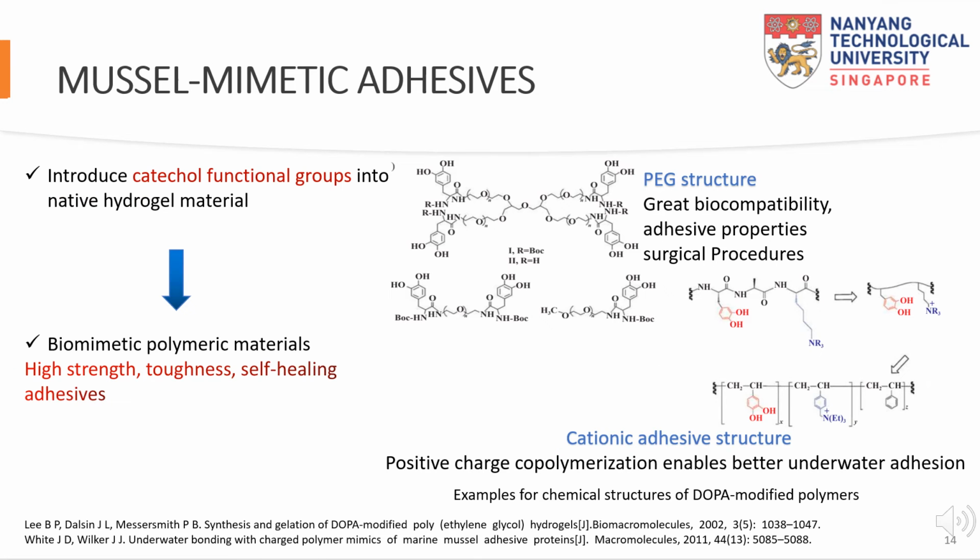The common approach for mussel-mimetic design is to introduce catechol functional groups into a native hydrogel material, and the constructed polymeric materials have high strength and toughness, and are available as self-healing adhesives for biomedical applications or other engineering fields. The figures show two common examples: chemical structures of dopa-modified PEGs and the design of cationic adhesive polymers, which have better biocompatibility and underwater adhesion respectively.